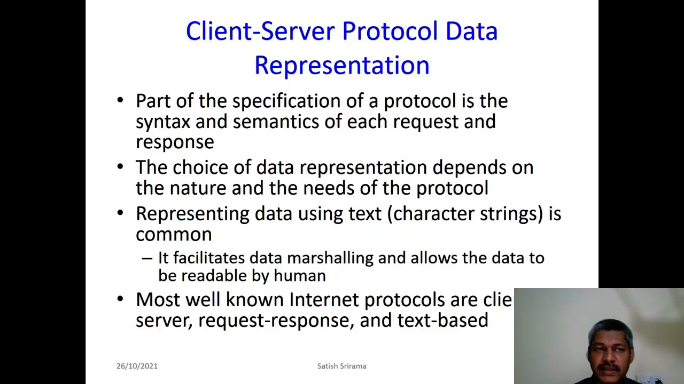Most well-known internet-based protocols are client-server. They are request-response protocols, and they are text-based, the way I talked about here. So HTTP is one, FTP is also the same, DNS is also the same. Most of these well-known internet protocols are based on this client-server model, and they are text-based.